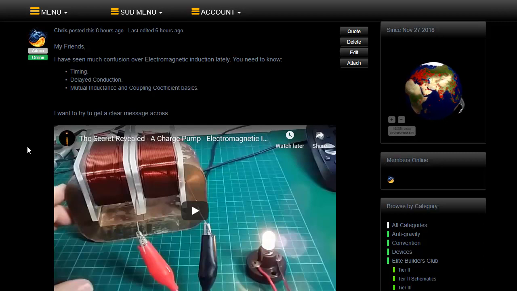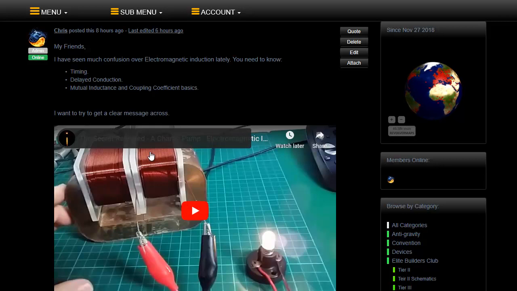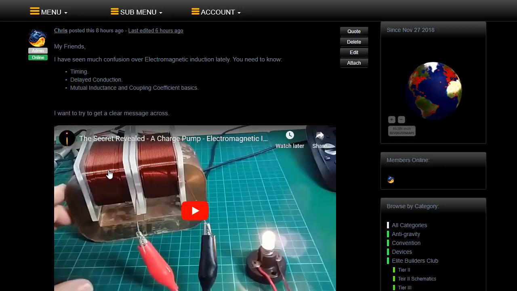Okay, so asymmetrical transformer. What do we mean? Symmetry is where we have a mirror image. So the mirror image of this coil would be mirror imaged in this coil. So that would be primary, that would be secondary. Turn for turn, the current on the output would be equal and opposite to the primary, less losses.